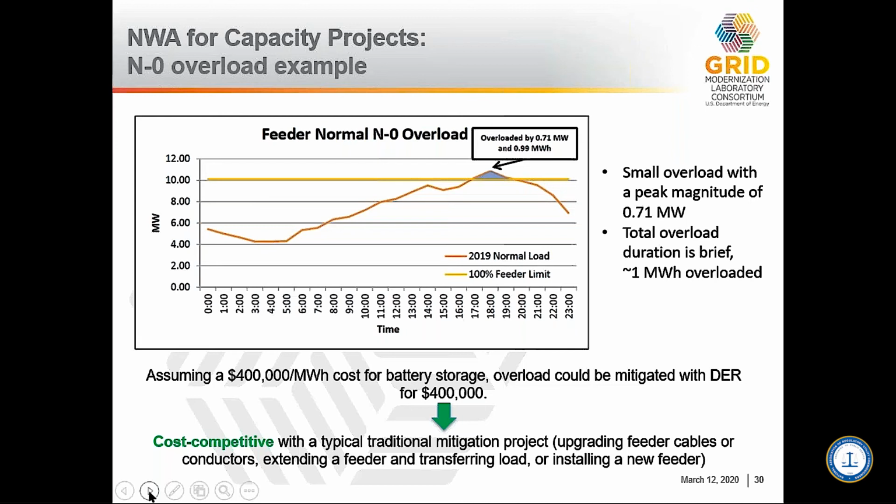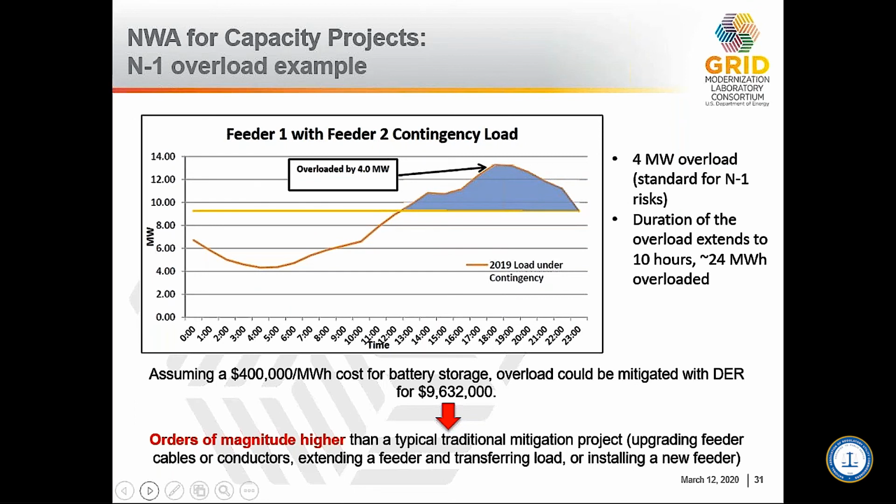The next one shows another example, but now with N-1 conditions. In this case, the feeder is overloaded 4 megawatts because load is being transferred to it. It's overloaded for about 6 hours, so about 24 megawatt hours of energy. This would need a much bigger battery, of course, and using the same $400,000 a megawatt hour price, the cost is about $9.6 million, which is orders of magnitude higher than a typical mitigation project, such as upgrading the feeder or extending or transferring load to an additional feeder. So the bottom line is there is a place for non-wires alternatives, but when it gets to a lot of energy, then you have to weigh this against the effectiveness of other solutions.